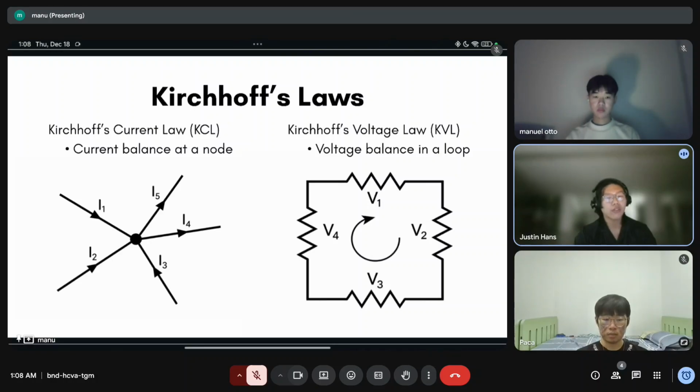Kirchhoff's laws consist of two fundamental principles used in circuit analysis. Kirchhoff's current law states that the total current entering a node is equal to the total current leaving the node. This law is based on the conservation of electric charge. Kirchhoff's voltage law states that the algebraic sum of the voltages around a closed loop is zero. This law reflects the conservation of energy in an electrical circuit.